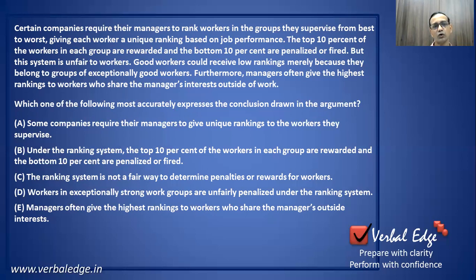Next sentence says, good workers could receive low rankings merely because they belong to groups of exceptionally good workers. Right, now this is what? This is some kind of explanation from the previous sentence. Why is the system unfair to workers? Because good workers could receive low rankings because they belong to groups of exceptionally good workers. So in comparison, their performance pales, although they might be good workers.